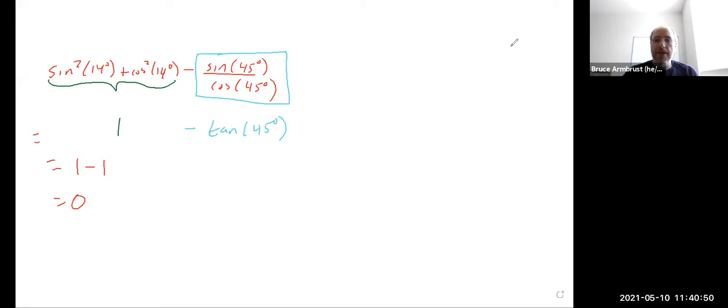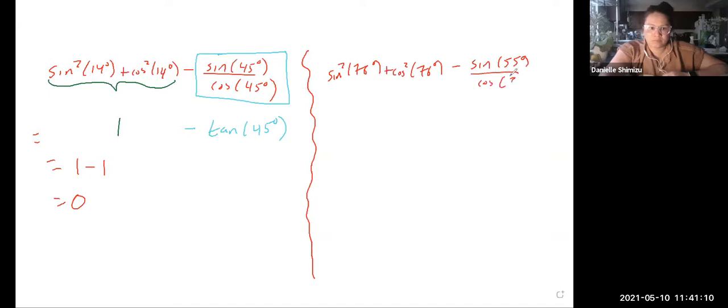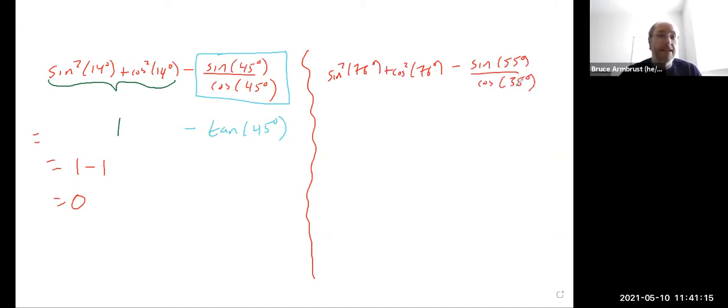So Danielle, can you read to me what yours looks like? Because you said it was like 55 over 35 or something like that. Sure. Yeah, it's sine squared 76 degrees plus cosine squared 76 degrees minus sine 55 over cosine 35. Huh. It surprises me that they did that to you, but not really. Okay, so here's the deal.